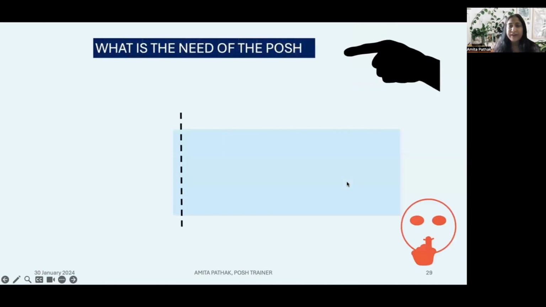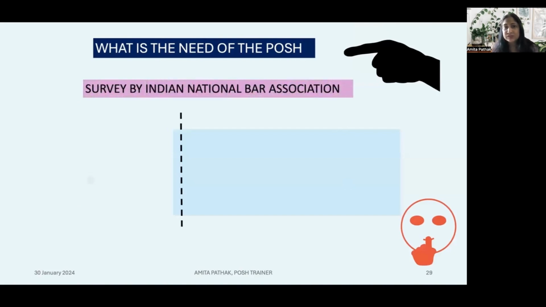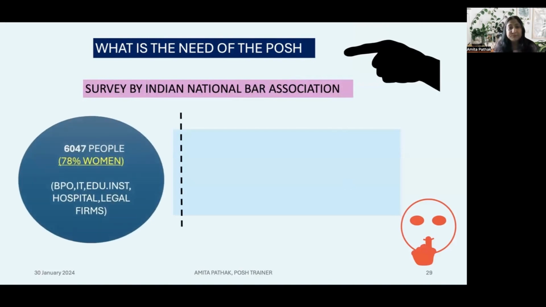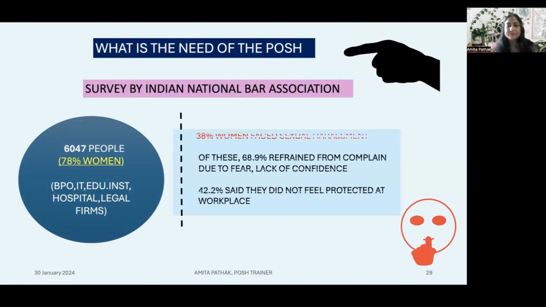Let us move ahead and find out what the need for POSH is. Why is it important? Let us take a look at the survey by the Indian National Bar Association, where 6047 women participated, from different industries. The conclusion: 38% of women face sexual harassment. Of these 38% women, 68.9% refrained from complaining. They don't want to complain about this issue due to fear and lack of confidence. And 42.2% of females say that they do not feel safe or protected at the workplace. So how will the women work, dear friends?